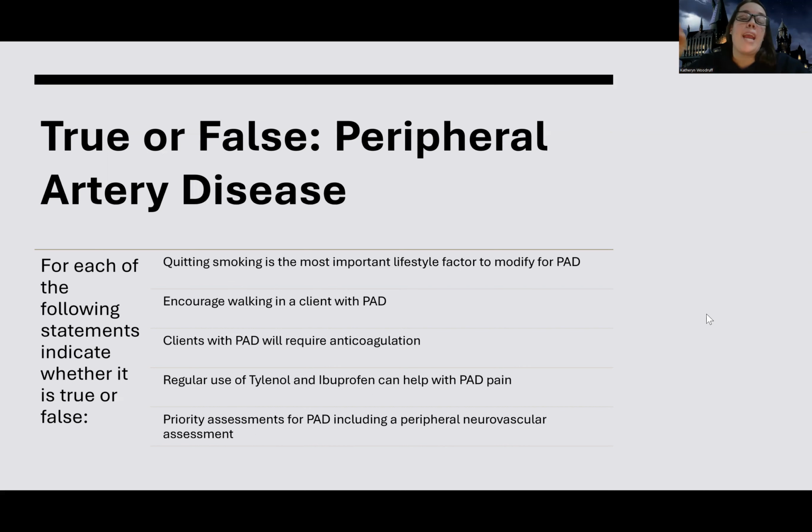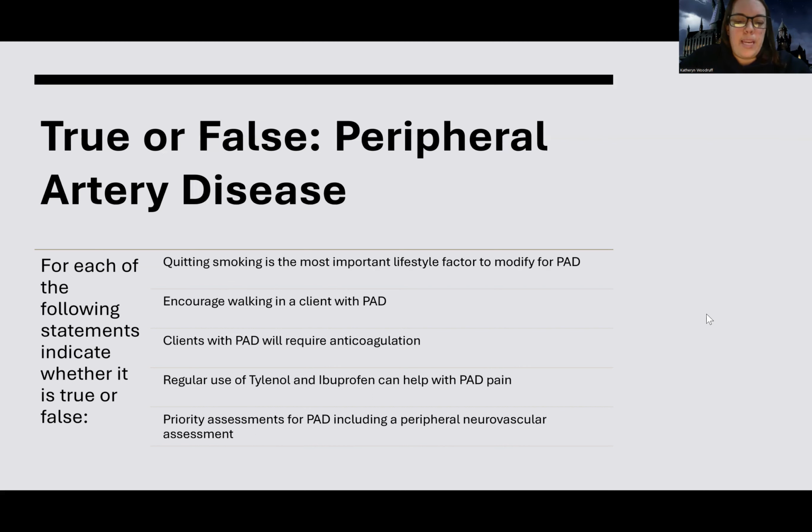Remember, they're having pain because their limbs are literally screaming out, I'm so hungry for oxygen. So Tylenol and ibuprofen can kind of try to block that, but it's not going to block the problem, that they're not getting oxygen the way that they need to, and their body's screaming for oxygen. It's not the same kind of pain as musculoskeletal pain. So this one is false.